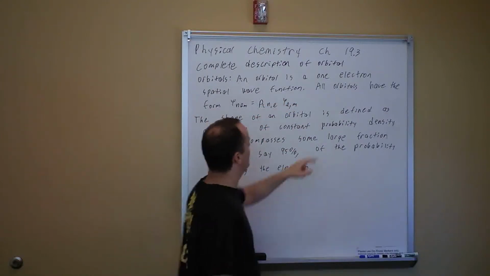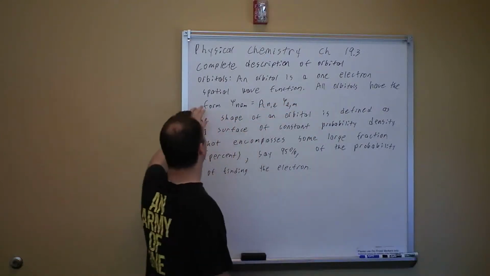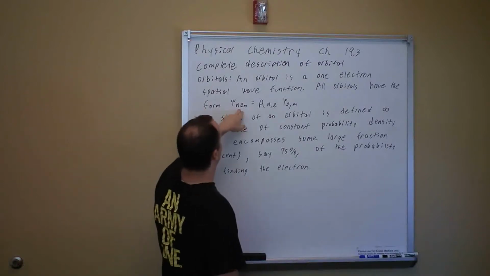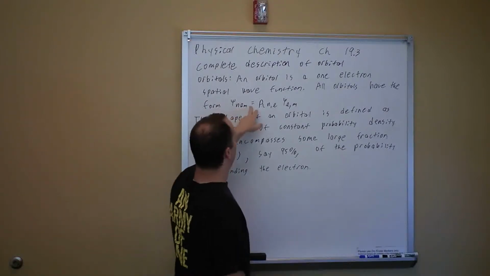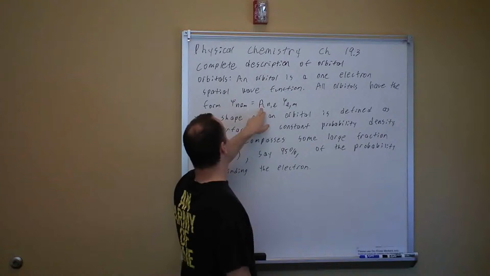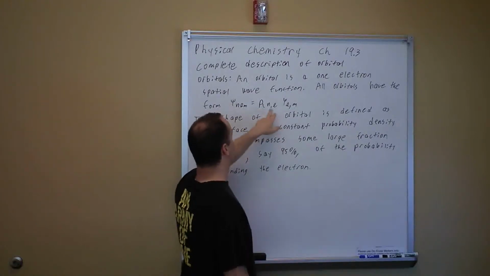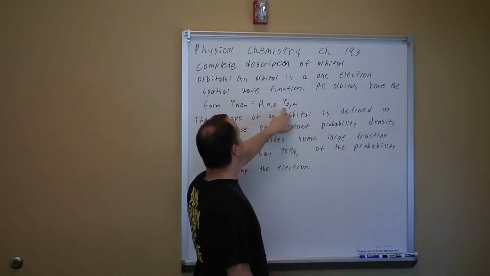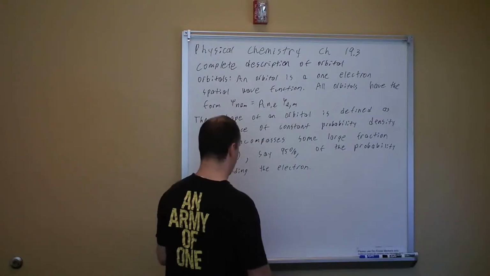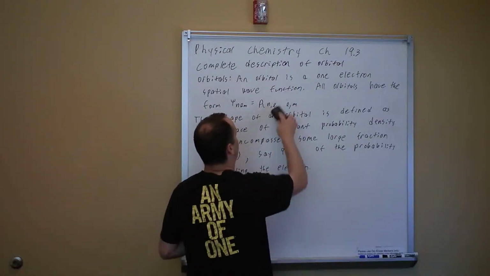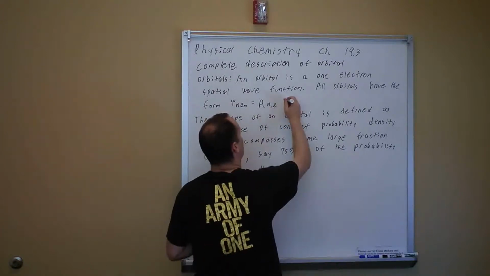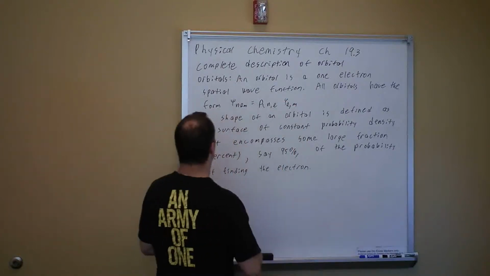All orbitals, this is supposed to be an R, looks like an L, have the form of psi based on the quantum numbers n, l, m is equal to the wave function R, the radial wave function, which is based on the quantum numbers n and l, times Y, this is supposed to be a Y, not another psi, and that's the spherical wave function based on quantum numbers l and m.